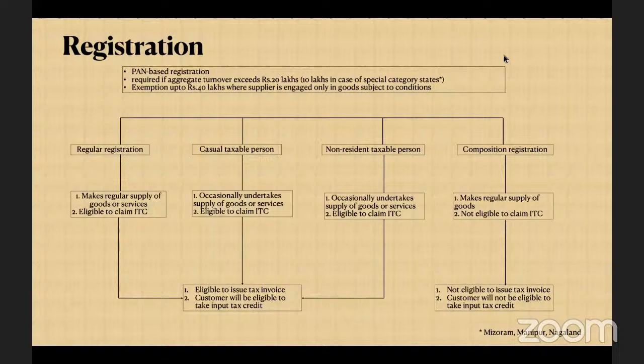But in case of composition registration, I will not be eligible to issue a tax invoice. I will be issuing only something called a bill of supply. Since a bill of supply is not a valid document for the customer to take input tax credit, he will not be eligible to take input tax credit under composition registration.